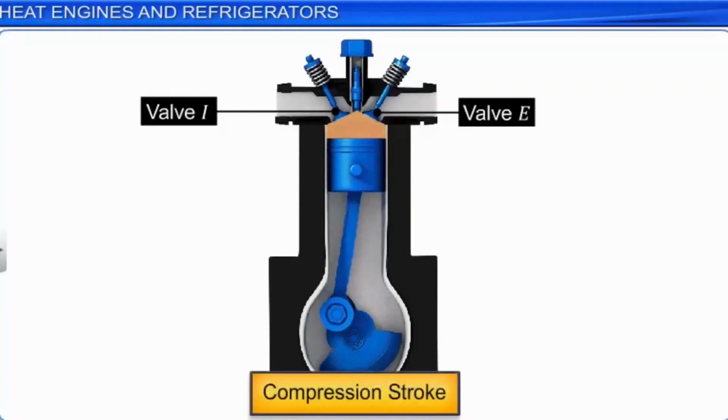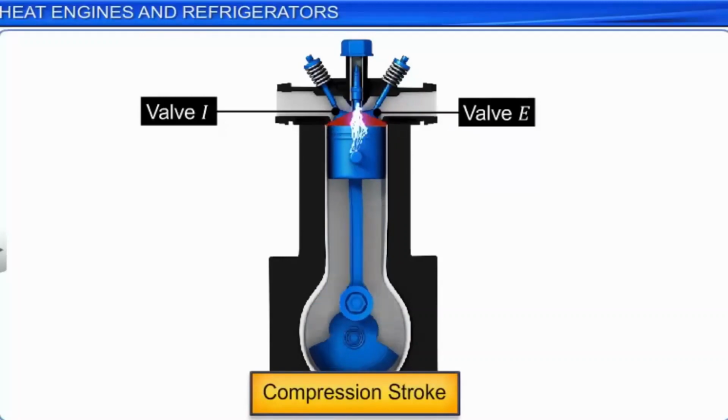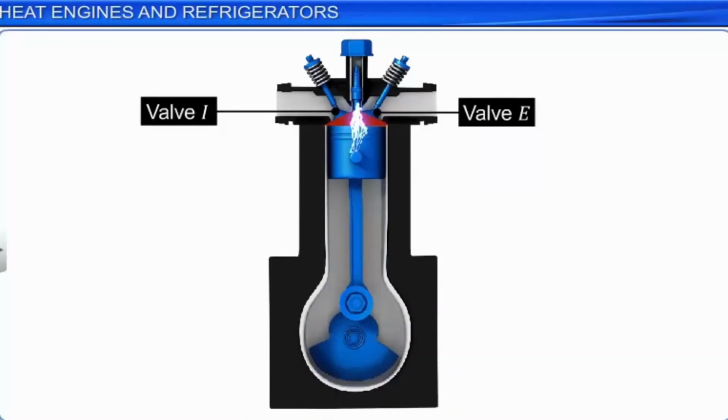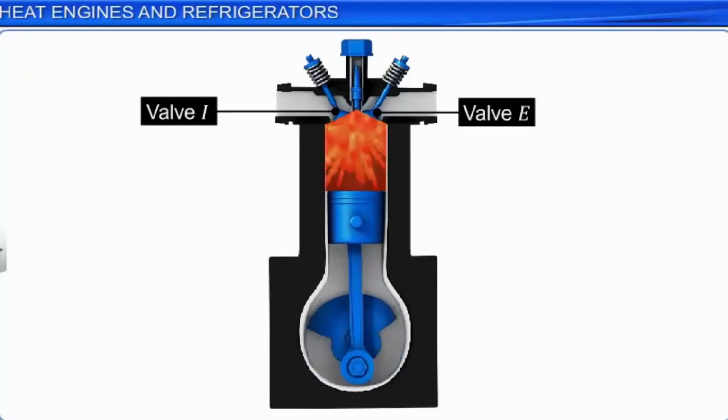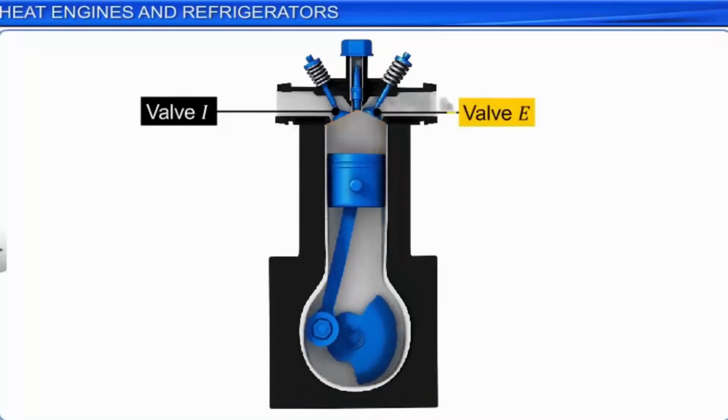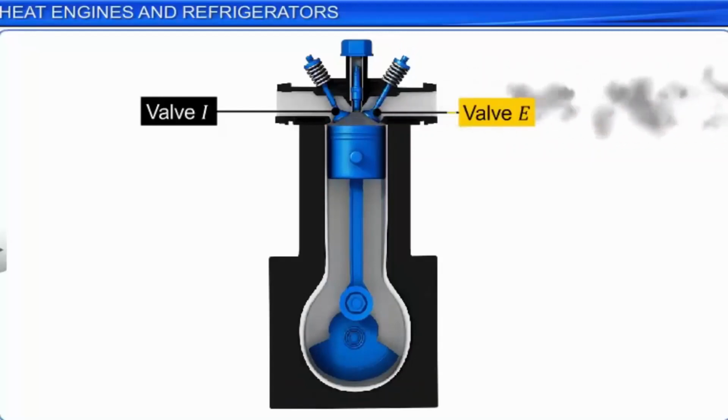At the end of the compression stroke, the spark plug produces a spark and ignites the fuel. Burning of the fuel generates a very high temperature and pressure and pushes the piston in the downward direction. This is known as the power stroke, because this stroke provides a large amount of mechanical energy. Now, valve E is opened. The piston moves up and pushes the burnt gases out. This is called the exhaust stroke.